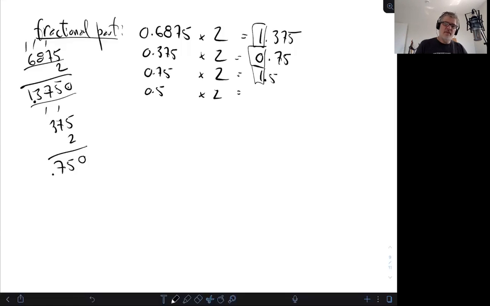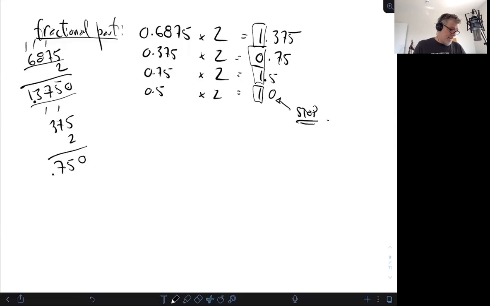It looks a lot like the other example I did. And if you think a little bit about it, you'll see that they're all going to look a little bit like that near the end. I'll get back to that in a sec. So this is 1.0. I stop because I have no fractional part left.